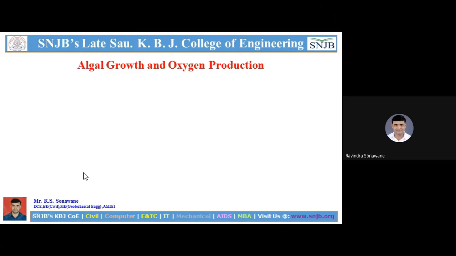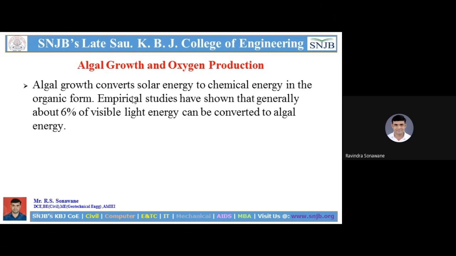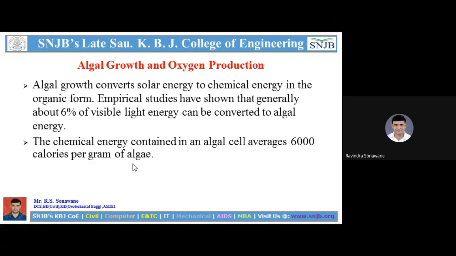Now the next topic is algal growth and oxygen production. Algal growth converts solar energy to chemical energy in organic form. Empirical studies have shown that about 6% of visible light energy can be converted to algal energy. The chemical energy contained in the algal cells averages about 6,000 calories per gram of algae.